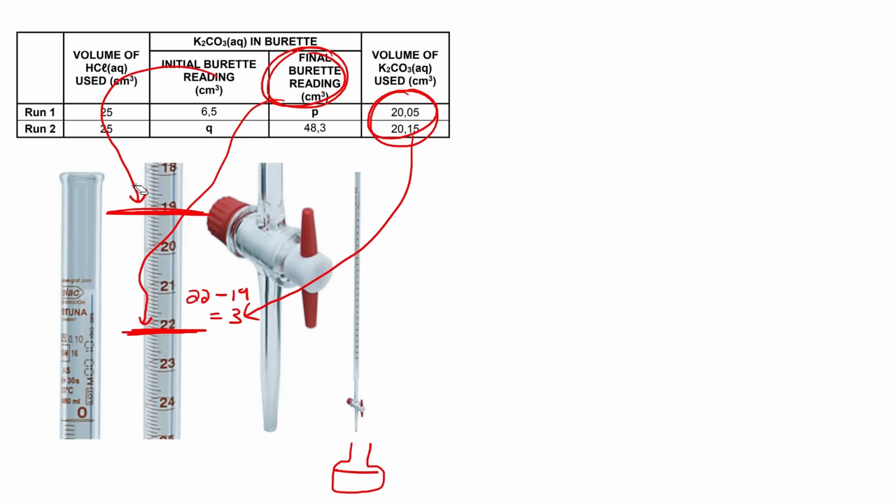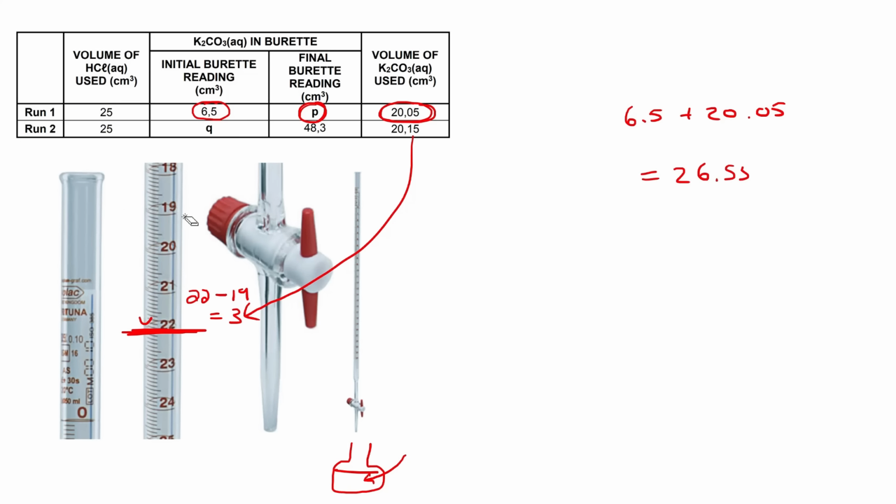Okay? So you just have to think about it a little bit differently. If I know that my initial burette reading is 6.5, and I know that I used a total of 20.05, so that means I added 20.05 into there, then how would you work out this value? Well, you would say 6.5 plus 20.05, and that would give you 26.55.